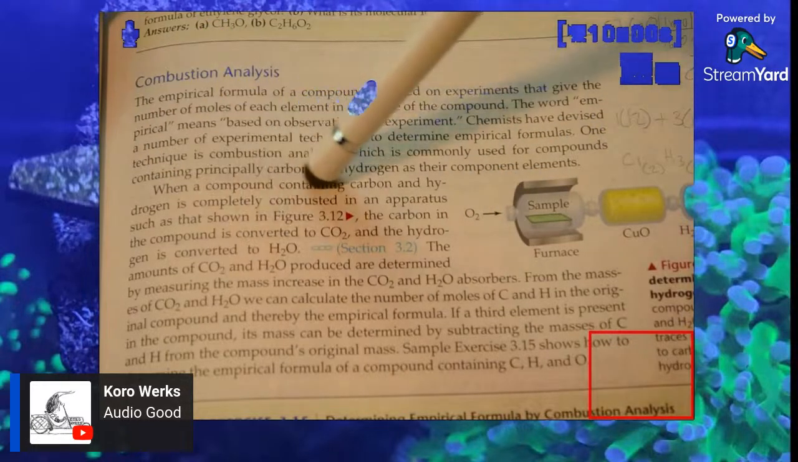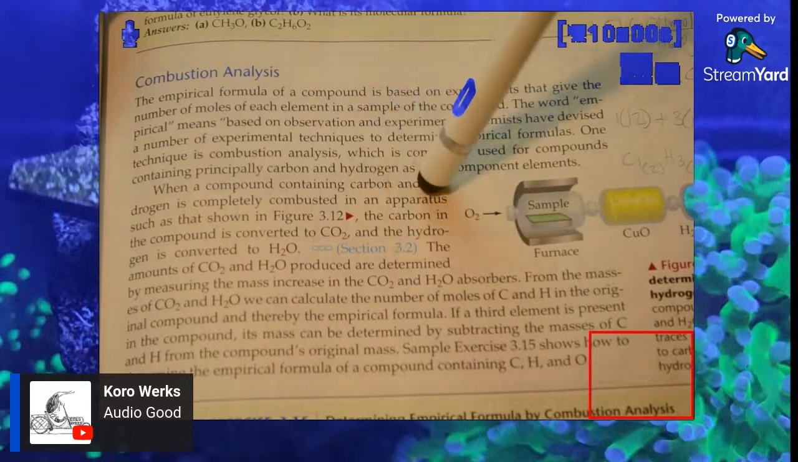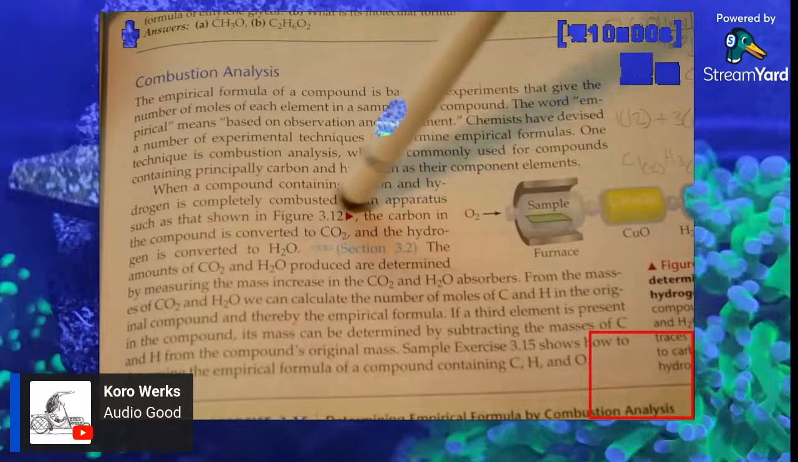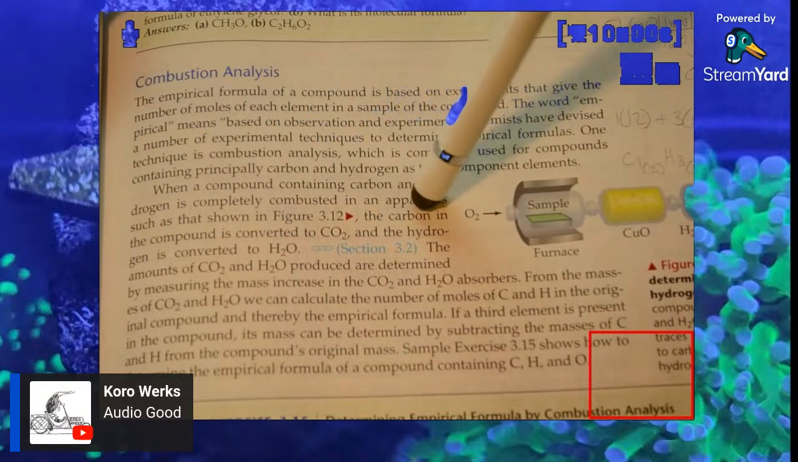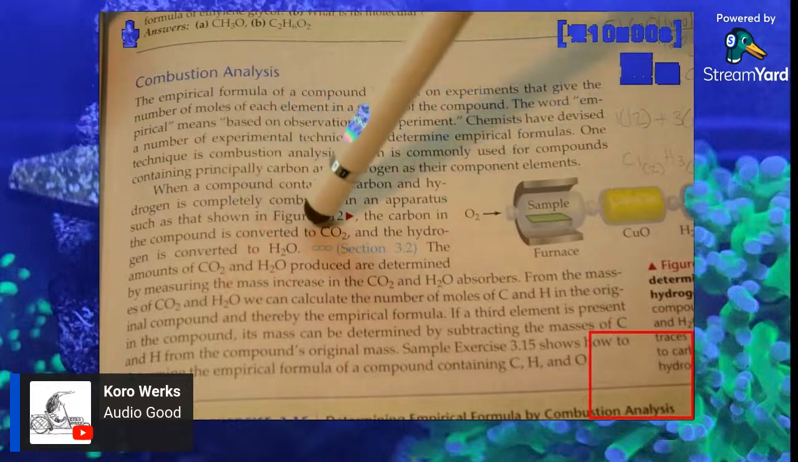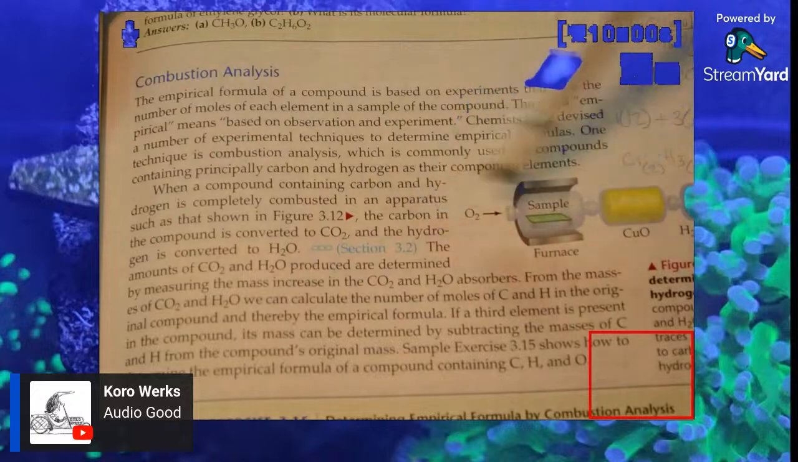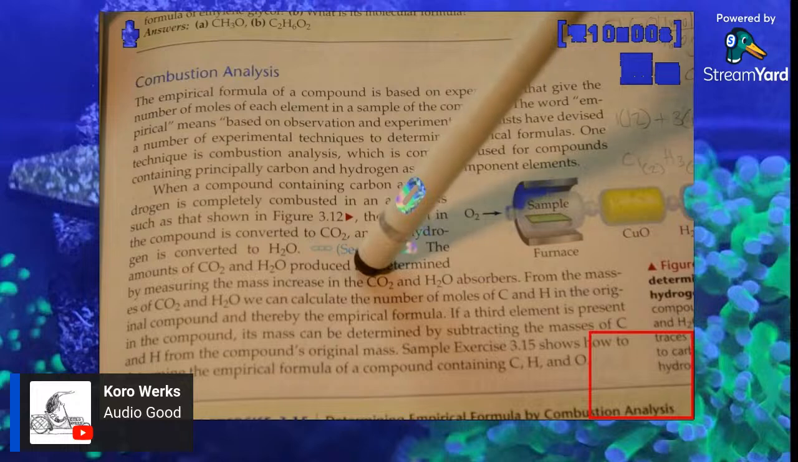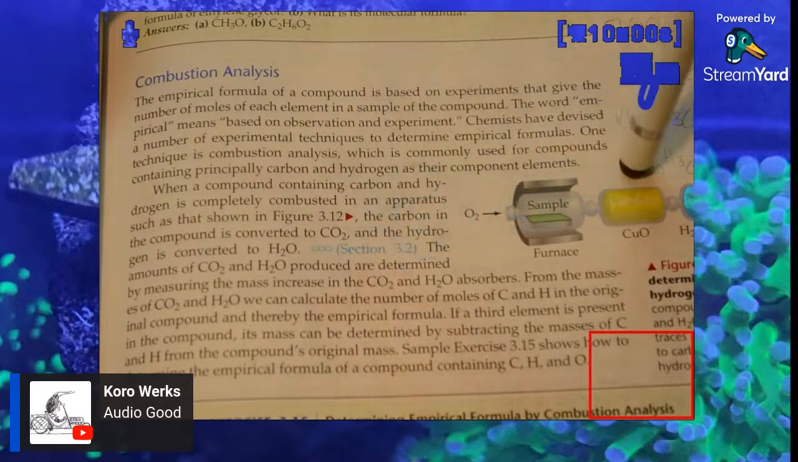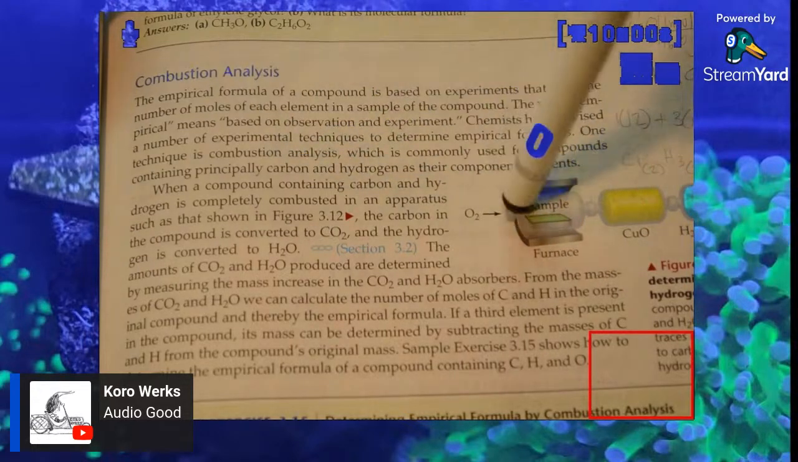When a compound containing carbon and hydrogen is completely combusted in an apparatus such as shown in figure 13.12, the carbon in the compound is converted to CO2 and the hydrogen is converted to H2O. Section 3.2. So basically, what it's saying is that anything that will burn with carbon and hydrogen is going to produce chemicals that their detectors could detect.